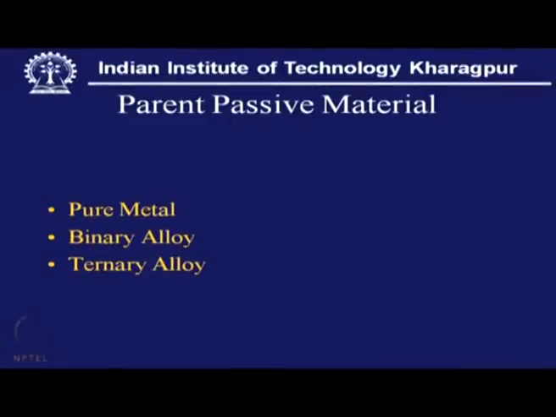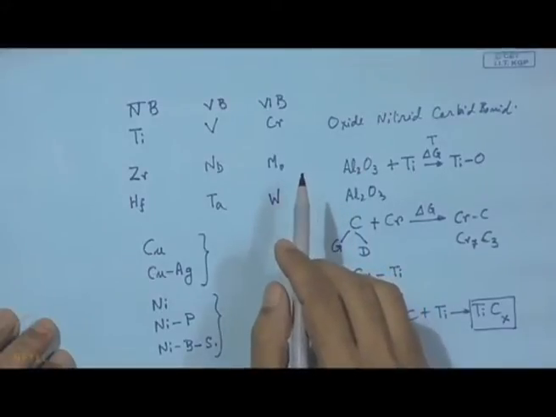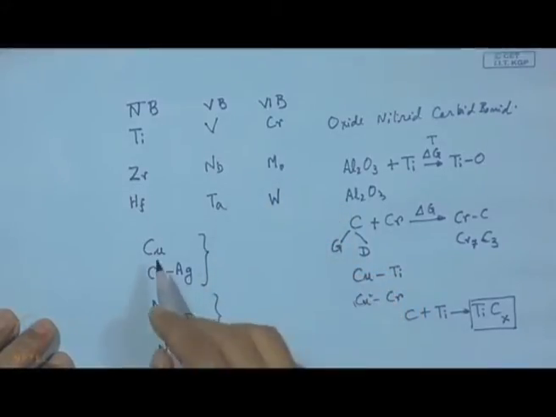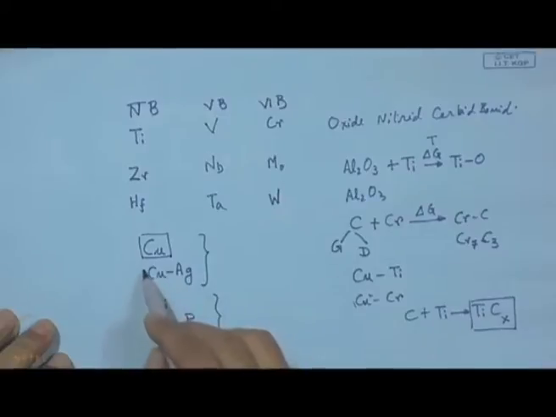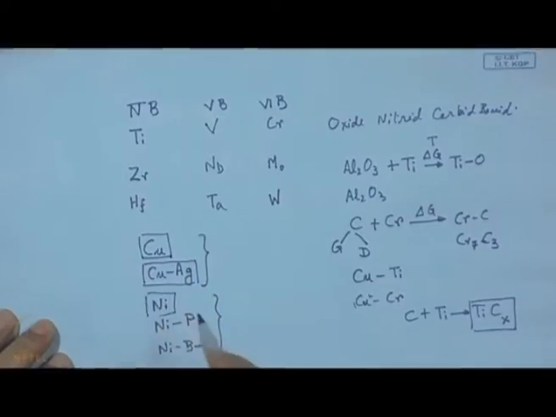Now, one important issue one has to consider is the parent passive material. What we have seen here are the strategic reactive materials. Here we see that this is just a pure metal, this is one binary alloy, and this is even a ternary.